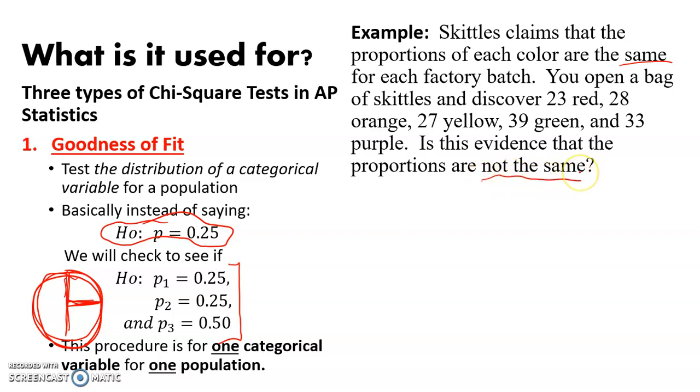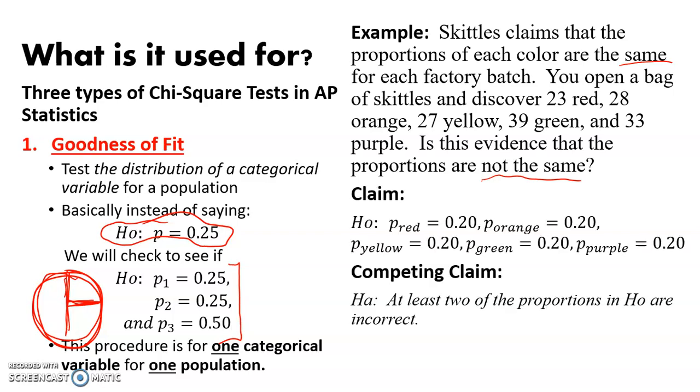So we're getting this bag of Skittles, and obviously the sample that we have here, they are not all the same number, but Skittles claims that they are the same. Our original claim is that if you have 5 colors and they're supposed to occur the same amount, then our null hypothesis is that the distribution of colors is 1 out of 5, or 20%, for each color.